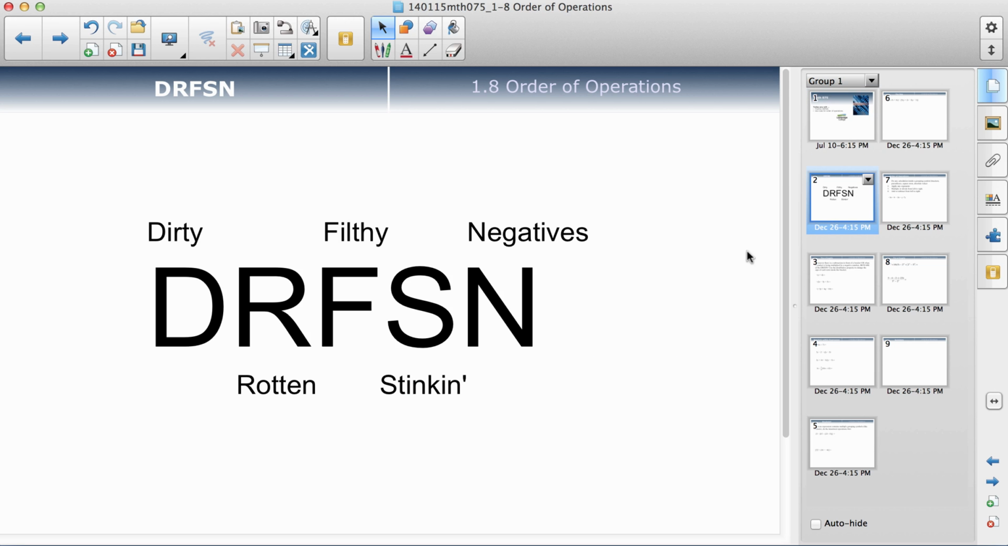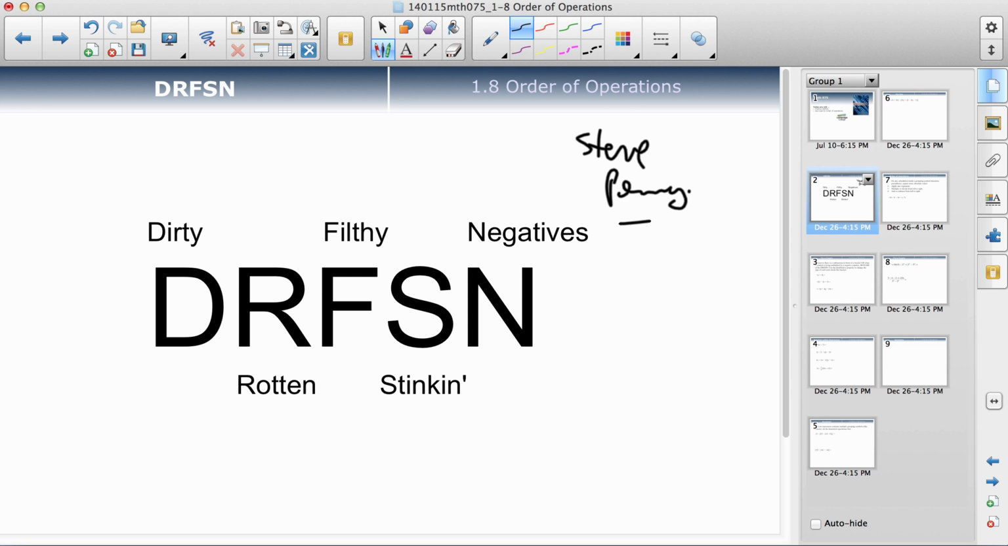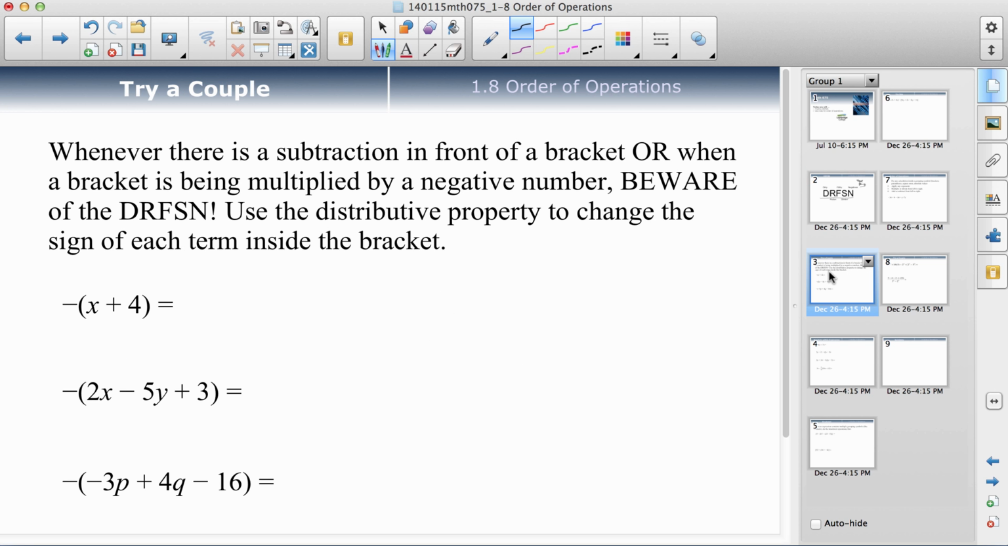First off, dirty, rotten, filthy, stinking negatives. That was Steve Penny that introduced me to that name. It was after an exam, and he did real well, except for some of the negatives got him down, so he named them that. And they're things to be careful of.